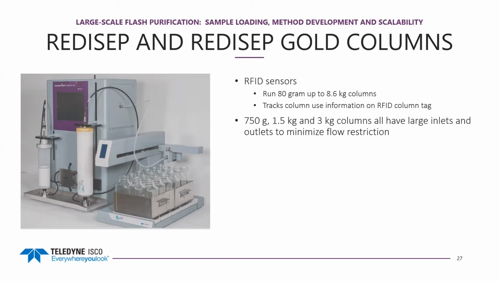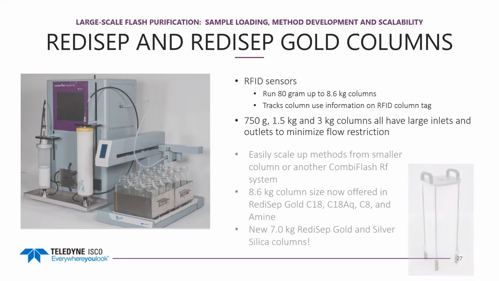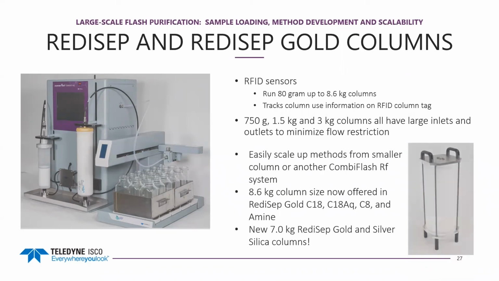The 750-gram, 1.5 kilo, and 3 kilo columns all have large inlets and outlets to minimize flow restriction. And the large 6.8 and 8.6 kilogram columns have tubing kits to connect them next to the system here. So we can easily scale up methods from smaller systems. Smaller columns ran on the smaller CombiFlash NextGen systems or RF systems.